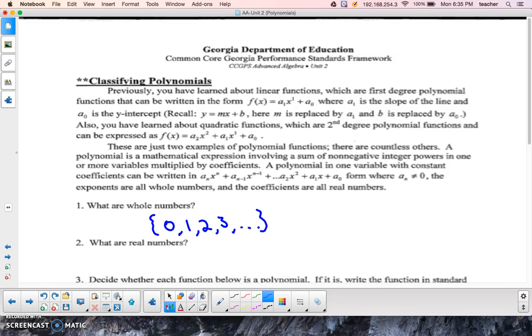So what is a real number? Well, if you think about the real numbers, the opposite of real is imaginary, and you're familiar with imaginary numbers. That's any number involving i. Well, real numbers are everything else. So these are everything except for imaginary numbers. Real numbers are every kind of number you ever learned before you learned about imaginary numbers. It includes fractions, it includes negatives, it includes irrational numbers like the square root of 5 or pi. Those are all real numbers.